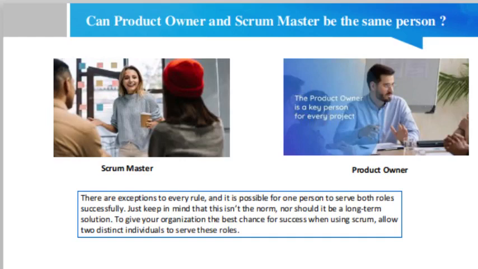Today we shall discuss a topic: can a product owner and a Scrum Master be the same person? Friend, today's topic is very interesting, especially if you have an interest in project management or you are a person who has to deal with the management of software development using the Scrum methodology. So this is a very interesting and important topic for you.